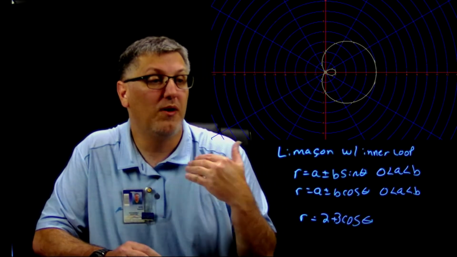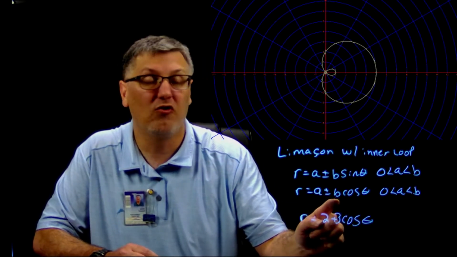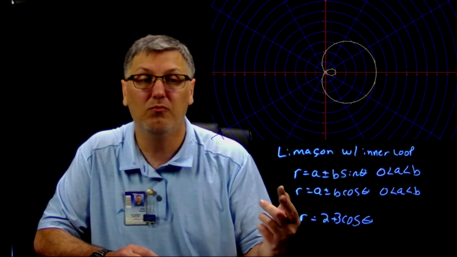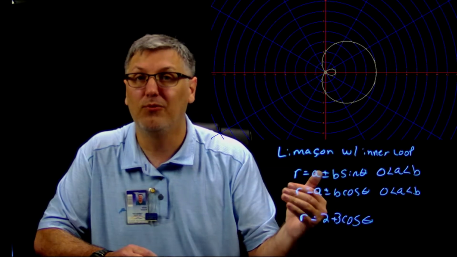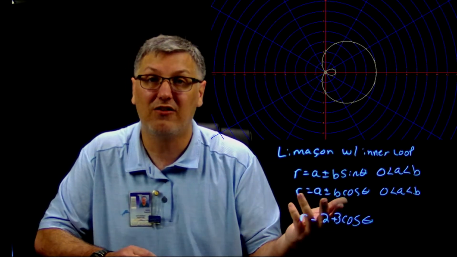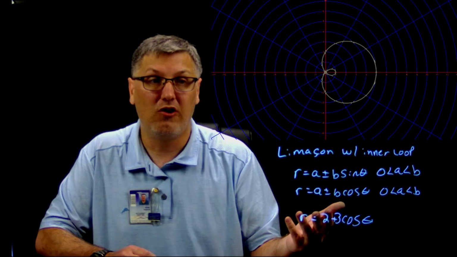Fairly straightforward to be able to identify this. If your b is the larger of the two numbers, it's going to have an inner loop. If your a is larger than your b, it is a dimpled limaçon. And if your a and your b are exactly the same number, then that's a cardioid.